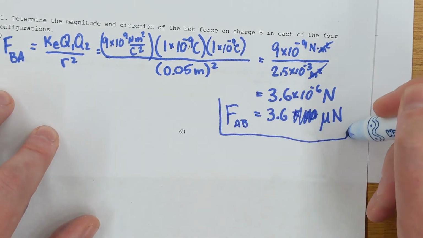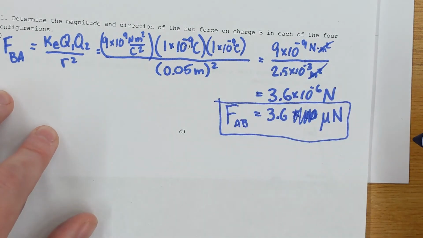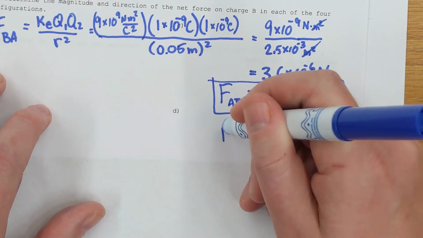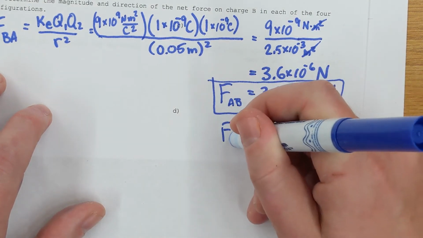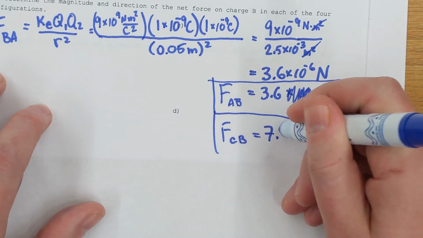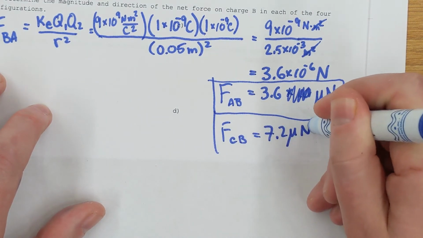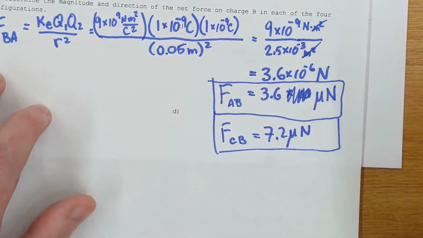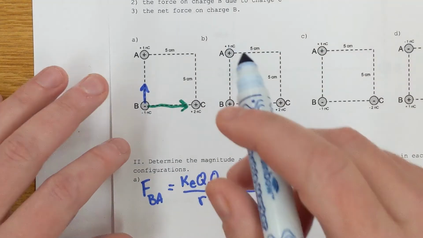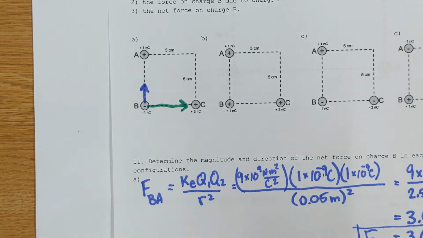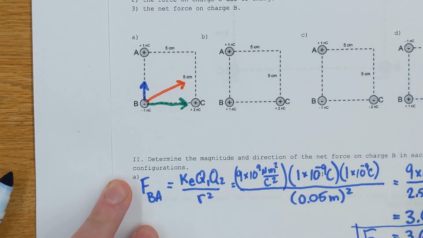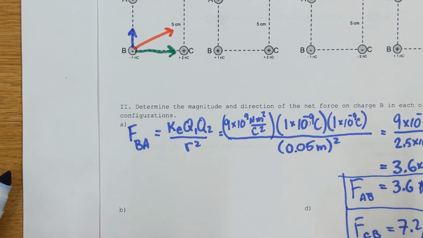We already know, fortunately, that the magnitude of the force between B and C is just twice that big, and it's in that other direction. So the force of C on B is just going to be 7.2 micronewtons. And what about that direction? Well, let's come back to our diagram here. I know that the net force is going to be the vector sum of these two forces. So how do I calculate that?